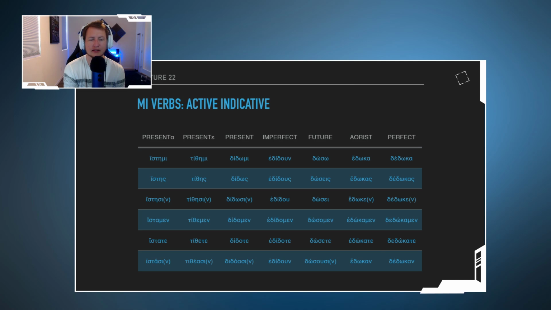So other than that, istēs, istamen, istate, these look relatively familiar, right? Tithēmi, we already talked about the reduplication at the beginning. So we see the mi ending. We see si(n) at the third person singular.